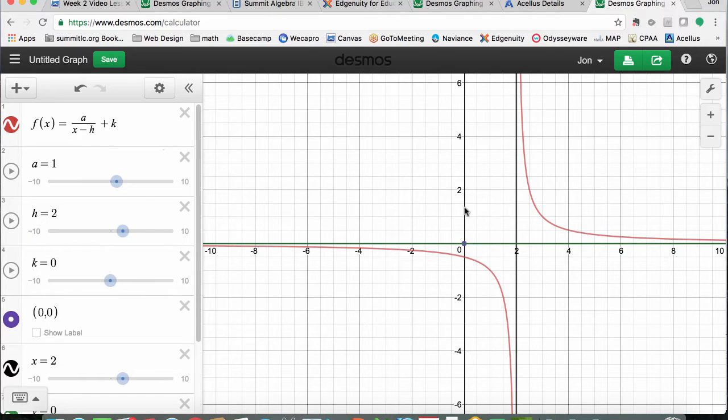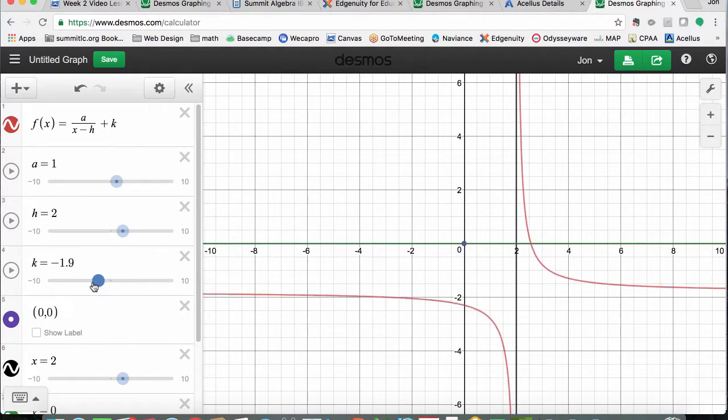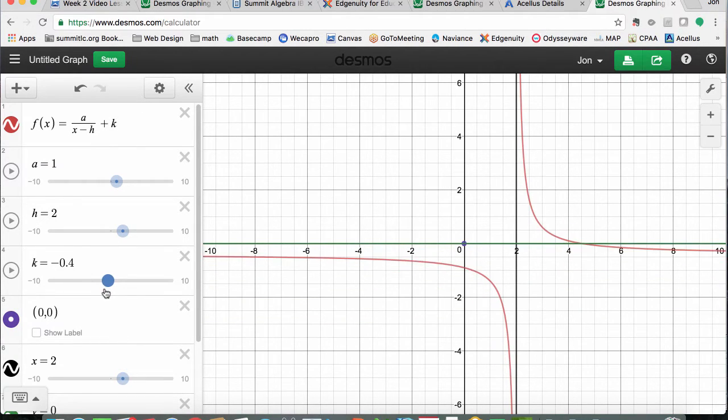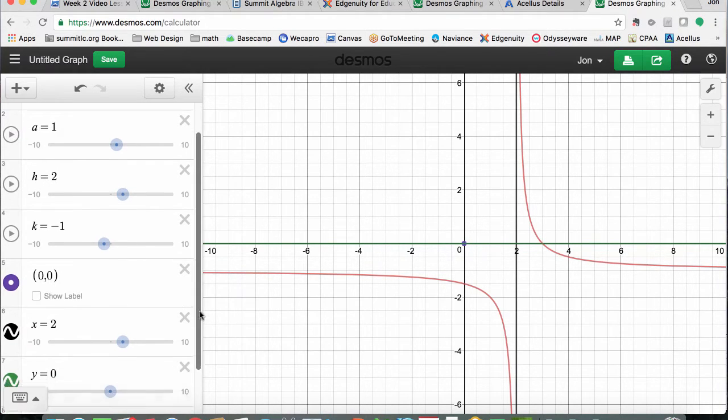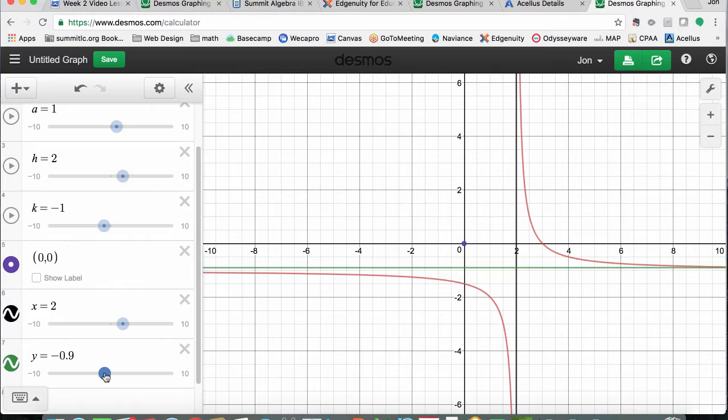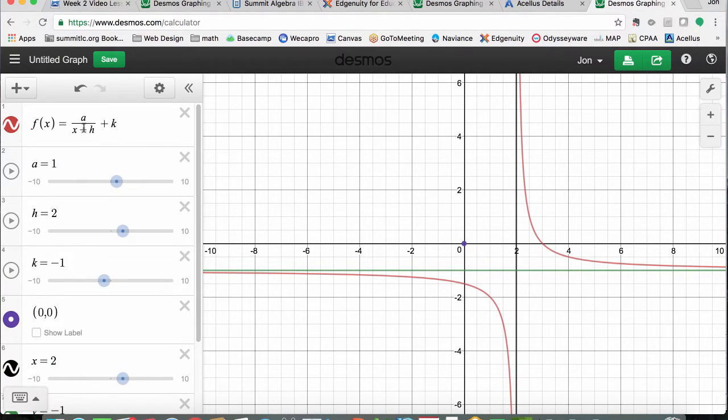Okay, if I move k up or down, that's my vertical shift. So let's make k -1. And you can see now I need to adjust my horizontal asymptote down by 1 to match what changed. So h and k shifted horizontally and vertically, but they also indicate where your asymptotes fall.